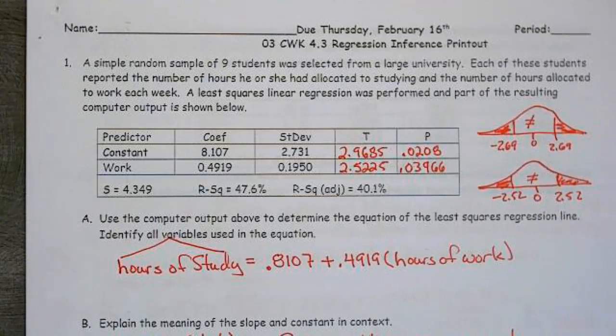I'm going to work through these problems in somewhat the order that they're presented. I may get a little bit out of order. We have a simple random sample of 9 students selected from a large university. Each of these students reported the number of hours he or she had allocated to studying and the number of hours allocated to work each week. A least squares linear regression was performed, and part of the resulting computer printout output was shown.